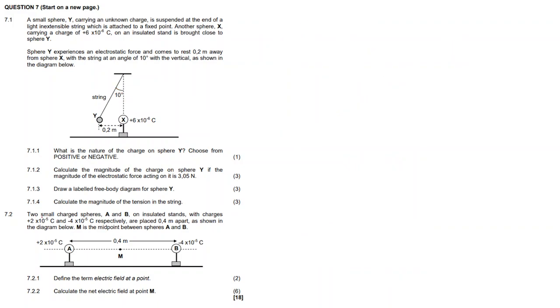Question 7.2. Two small charged spheres A and B on insulated stands with charges 2 times 10 to the power negative 5 coulombs and negative 4 times 10 to the power negative 5 coulombs, respectively, are placed 0.4 meters apart, as shown in the diagram below. M is the midpoint between spheres A and B. Question 7.2.1. Define the term electric field at a point. Electric field at a point is the electrostatic force experienced per unit positive charge placed at that point.